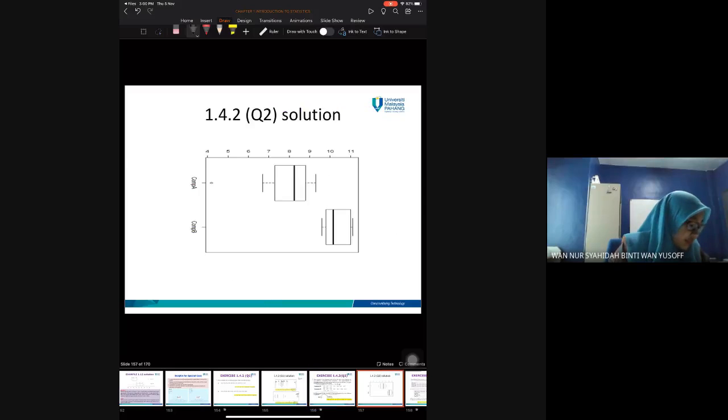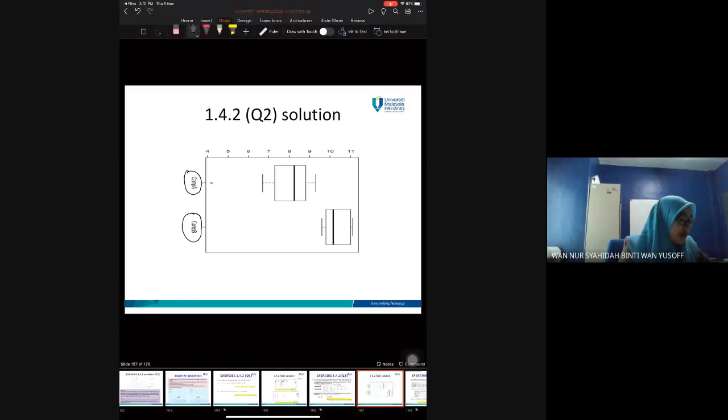For the plotting, you should have these box plots. You can have them horizontal, so in this case we use the horizontal, or you can have the vertical axis. When we have more than one box plot on the same axis, you have to label which data set each box plot is for. In this case, the first one is company A and the second one is company B. If you don't label, then the reader won't know which data set the box plot is for.